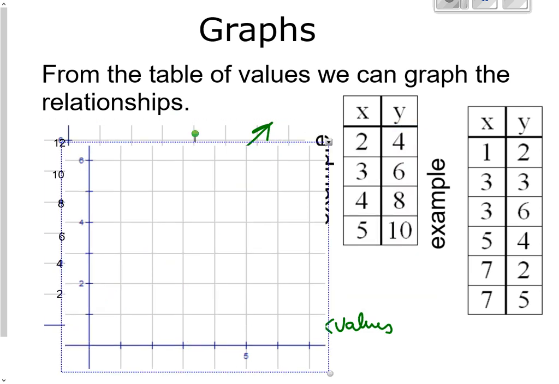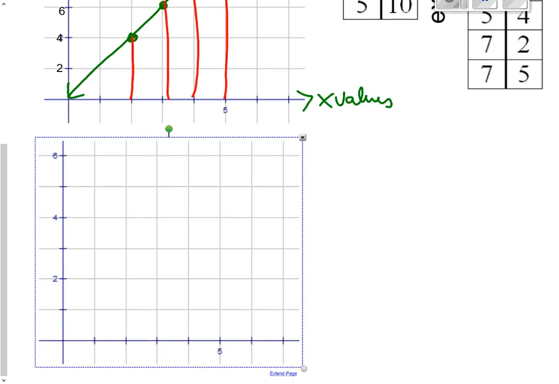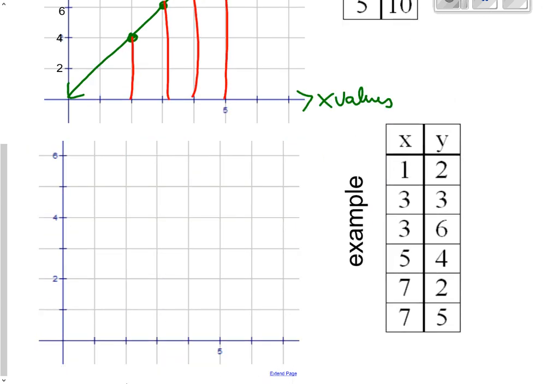Let's clone this and bring it down. And then let's bring this table down. Okay, so let's plot this. So I have 1, 2, and 3, 3, and 3 comma 6 and 5 comma 4 and 7 comma 2 and 7 comma 5. So this is what we have.